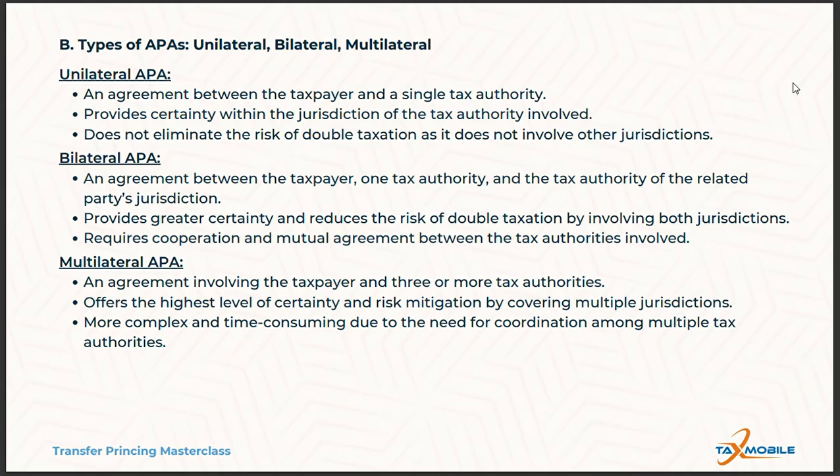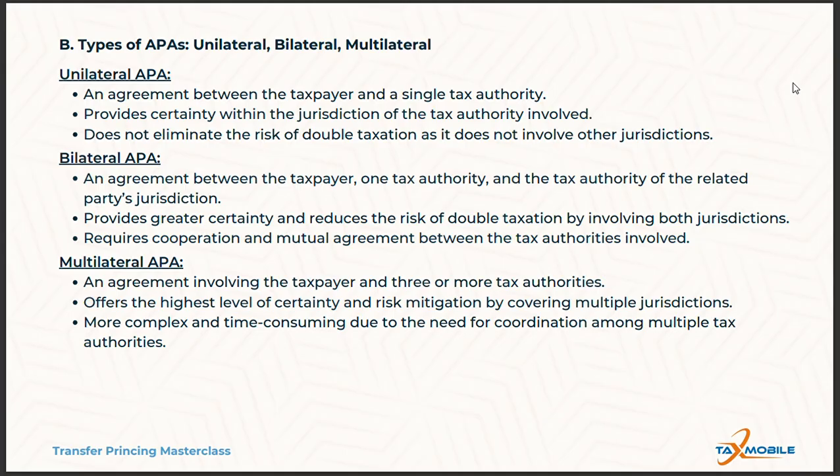So let's look at the types of advanced pricing agreement. We have the unilateral, bilateral, and multilateral. For unilateral, this is an agreement between a taxpayer and a single tax authority. Now, this kind of unilateral agreement is between, let's say, for example, ABC Manufacturing Limited and FIRS. So, it is a unilateral agreement between ABC Nigeria Limited and FIRS.